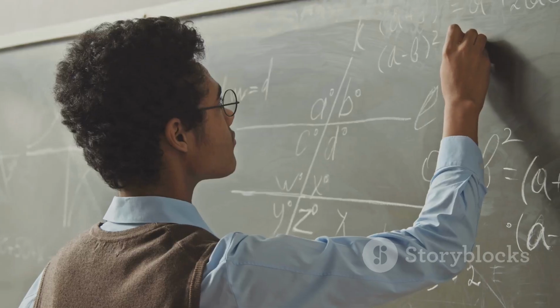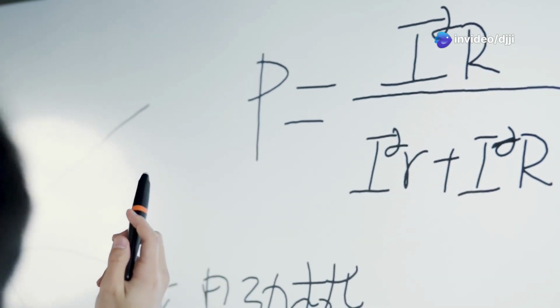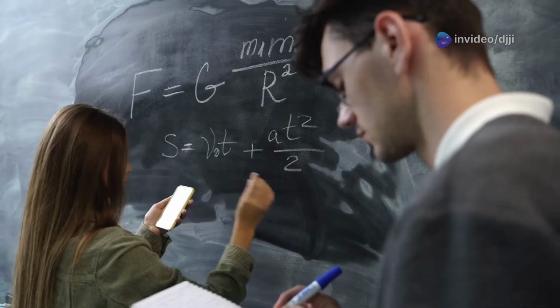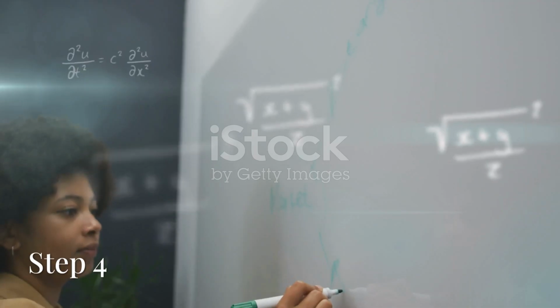Step 3. Set each factor equal to 0. Use the zero product property. If a times b equals 0, then a equals 0 or b equals 0. So, x plus 2 equals 0 or x plus 3 equals 0.